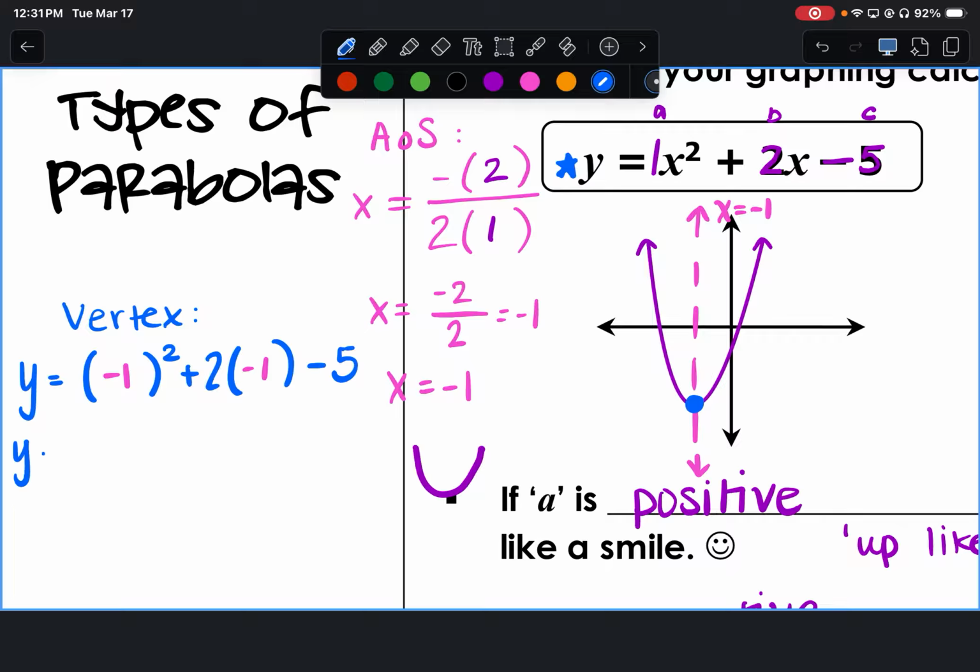So if we look at this, what is -1 squared? 1. What is 2 times -1? Then we have minus 5. So what is 1 minus 2? What is -1 minus 5? So our vertex is the point -1, comma, -6. So that point right there is -1, comma, -6. So all we do is we plug it in, okay?